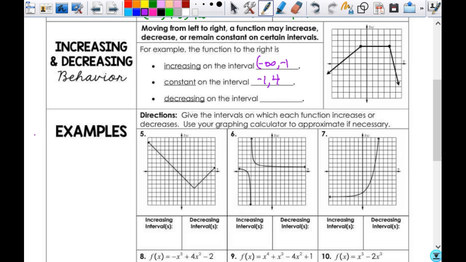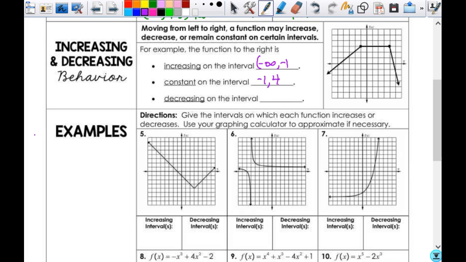So do I include the -1 here? Yes? Okay, so if I include it on the increasing and I include it on the constant, then that means it's increasing and constant at the same time. Can it be both at the same time? Think about that. No, you can't be increasing and constant at the same time, right? So if I include them on both, that doesn't make any sense. If I include it on just one, which one would I include it on?